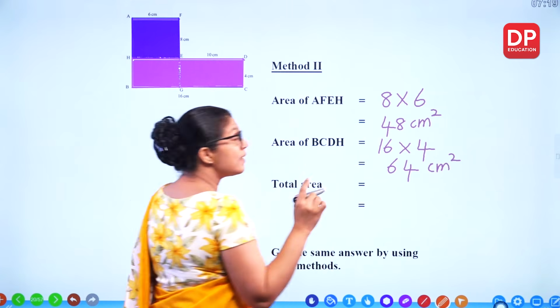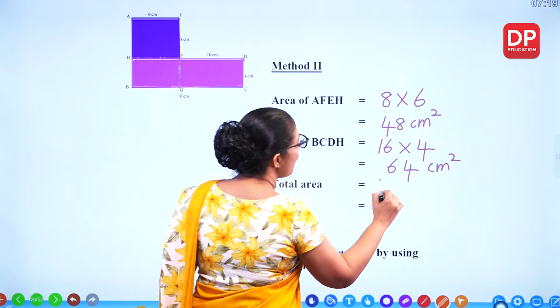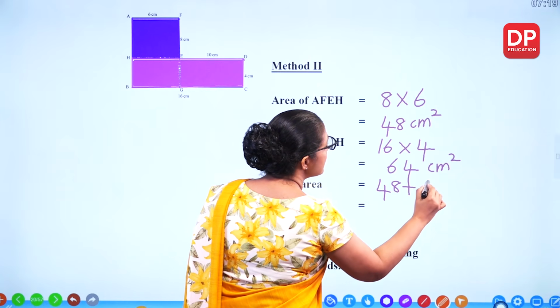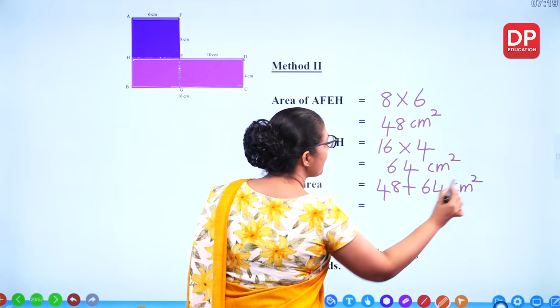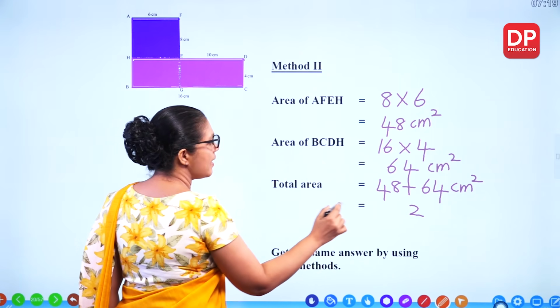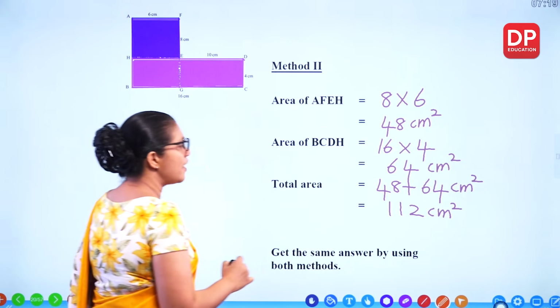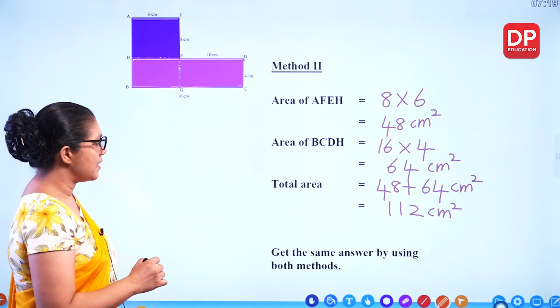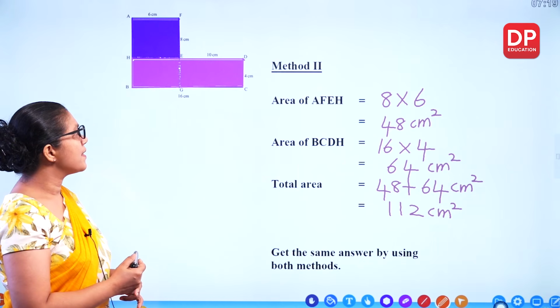Now what's the total area of the composite figure? You have to add 48 and 64. So you get 12 and 1 remaining and 11. So you get the same answer, 112 square centimeters. So we get the same answer by using both methods.